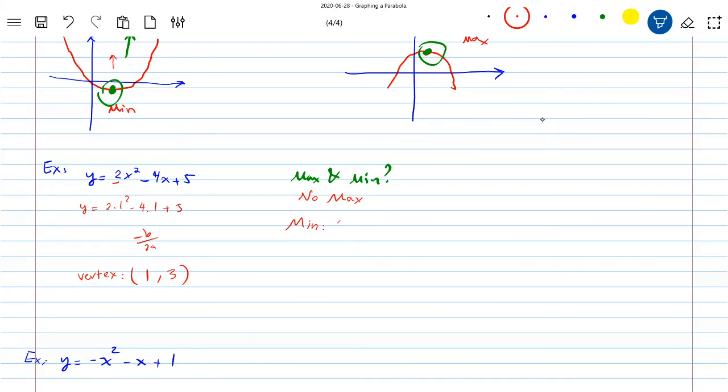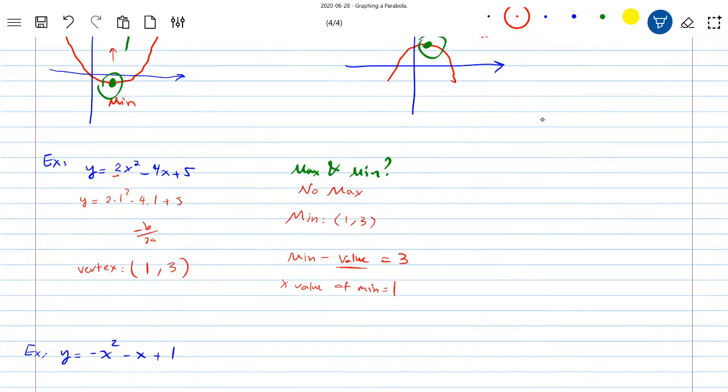Sometimes they ask you for the minimum, and you give it as a coordinate. Sometimes they ask you for the minimum value. That means only tell me the y value. You'll say 3. If they ask you for the x value of the minimum, then you would say only 1. Generally, when they use the term value, that means they're only looking for the y value.